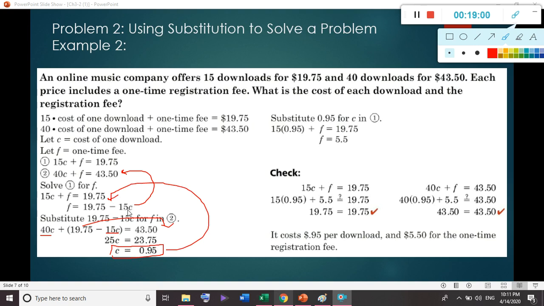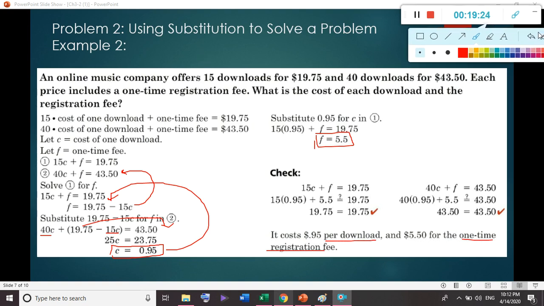19.75 minus 15 multiplied by 0.95 gives me an answer of 5.5. You can check it, as we always did, by substituting into both equations. So the answer here is that it costs $0.95 per download and $5.5 for the one-time registration fee. So that's how we're going to solve a word problem.